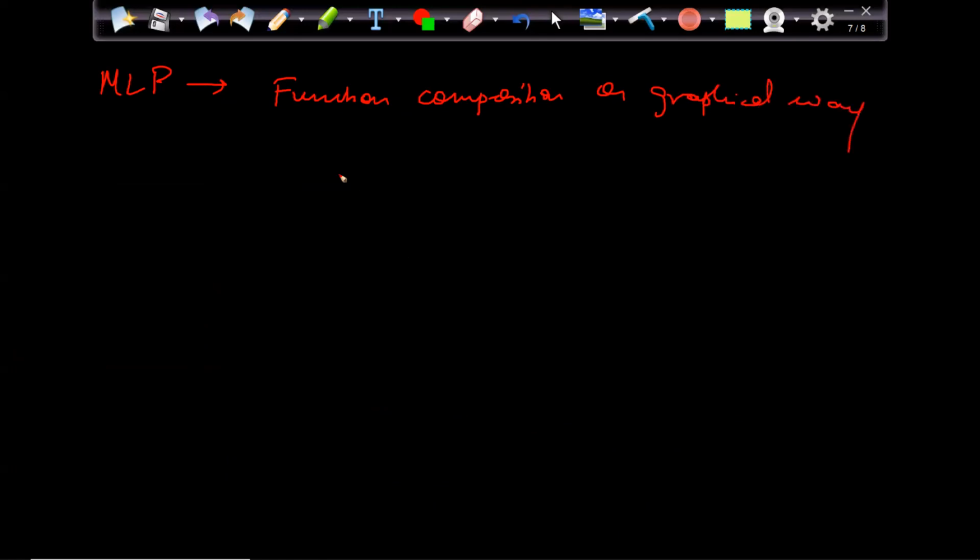So MLP is nothing but just a function composition, or a graphical way of representing simple function composition. That's it.